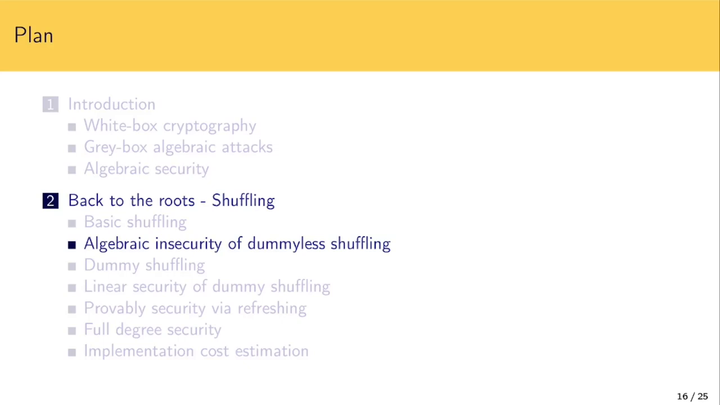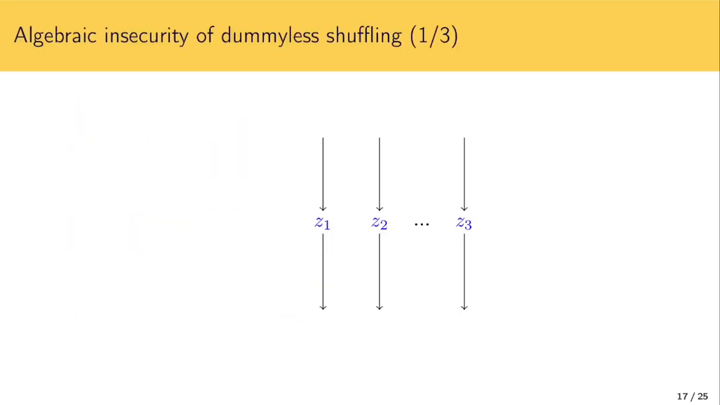I will actually now show that the basic shuffling does not provide a reasonable protection against algebraic attacks. As usual, we focus on the critical part. We ignore the initial shuffling and the final unshuffling steps. We only look at the shuffled sensitive values. Note that there exists no function recovering a concrete single value, such as Z1, simply because the information about shuffling indices is not included in the critical part. However, there is still an algebraic leakage.